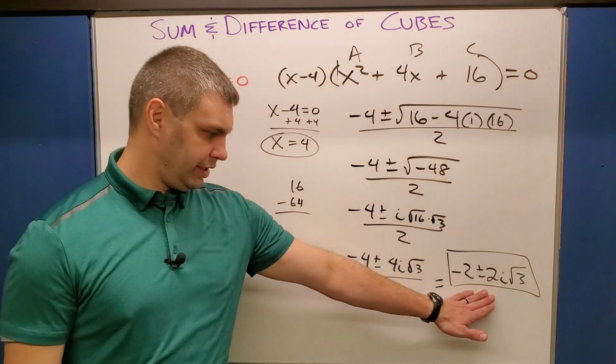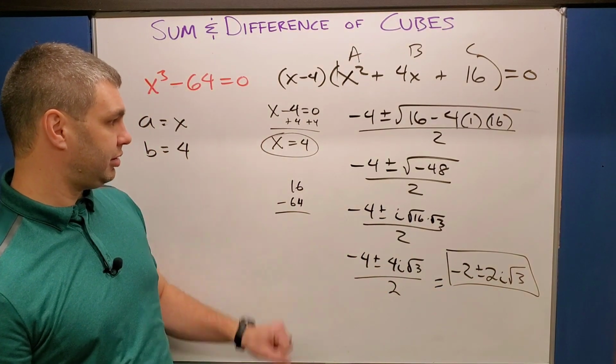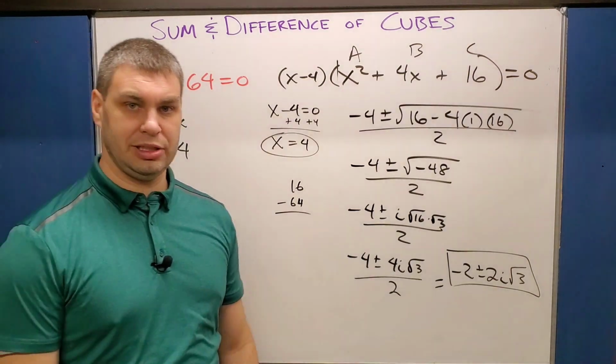So again, this is two answers with the plus and the minus. This is another answer with the 4, and that's good because it was a degree of 3, so we should have 3 answers.